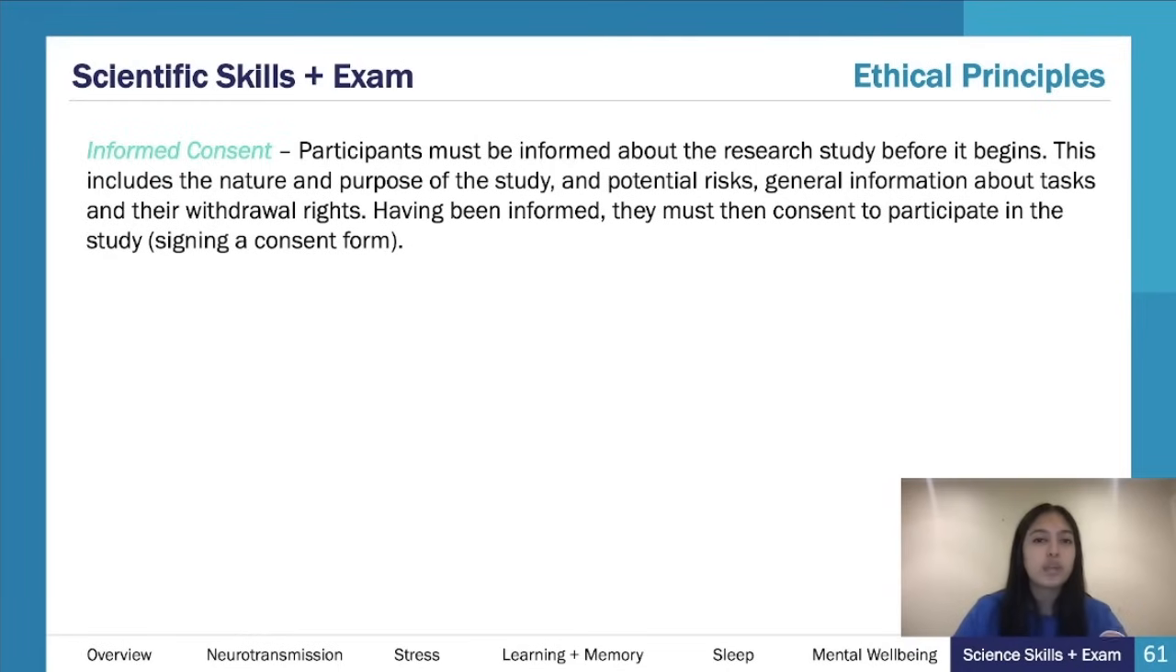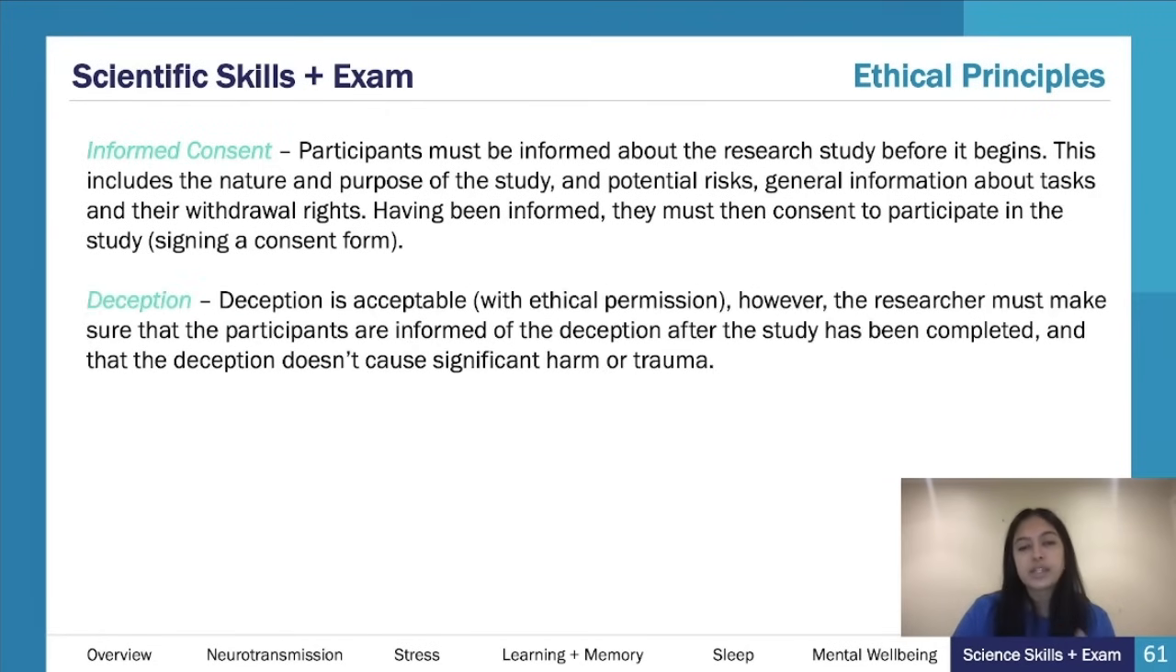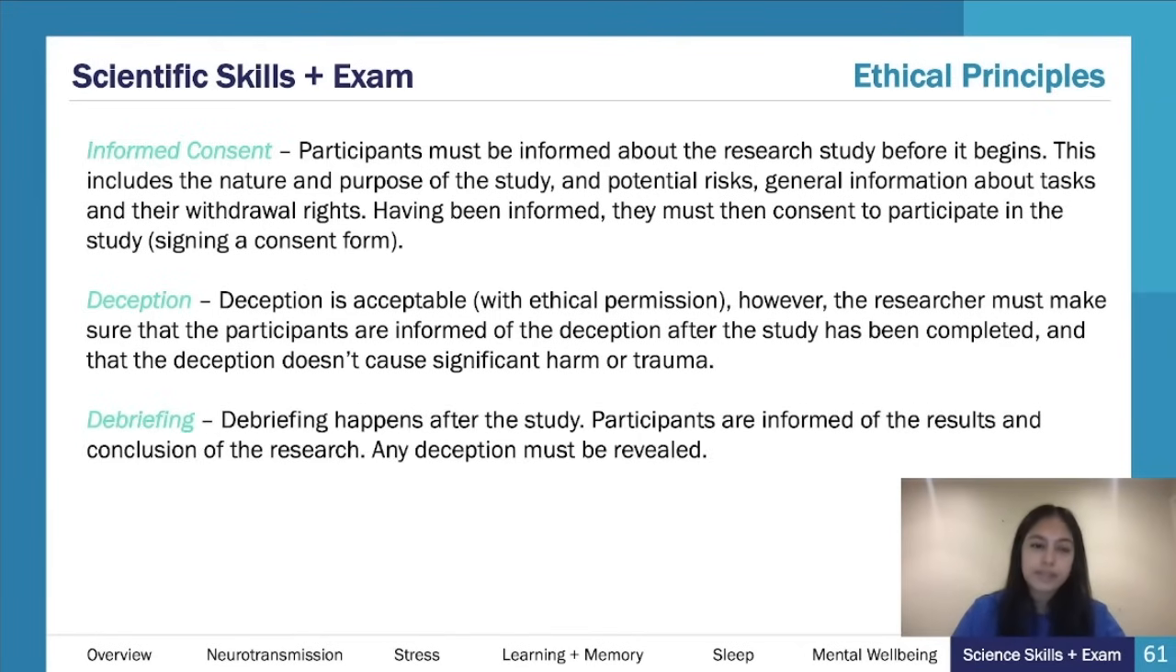Super important, arguably the most important ethical principle, informed consent. They have to know what the experiment is about, what it entails, what the risks are, what it's for. Obviously, if you use deception, you can omit certain details, but you have to disclose that after. But informed consent is very, very important. Deception is what we've just discussed. You can deceive someone or withhold some information, but you have to do it ethically. You have to receive permission, and it can't be something very harmful. The deception can't lead to psychological trauma, obviously.